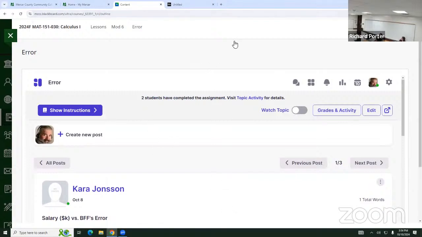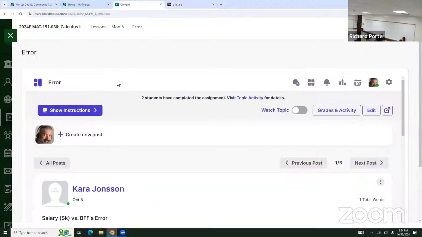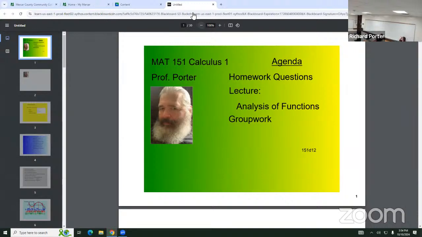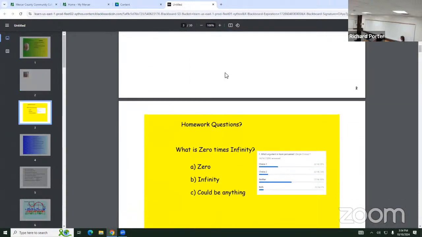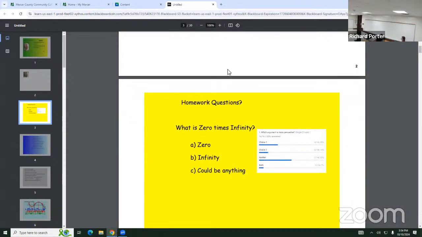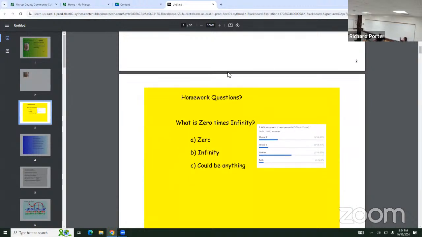So the two producers are here, Kara and Devon. They're online, and then I have you three guys here. And who the other four people are. Okay. All right. Let's do this analysis of functions thing. I'm sorry they're not here because analysis of functions is kind of fun. All right. Should I take attendance now or wait till later? Okay. Later. All right, fine.